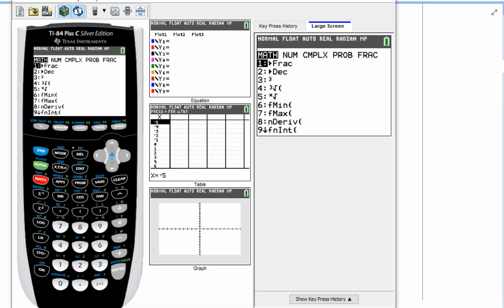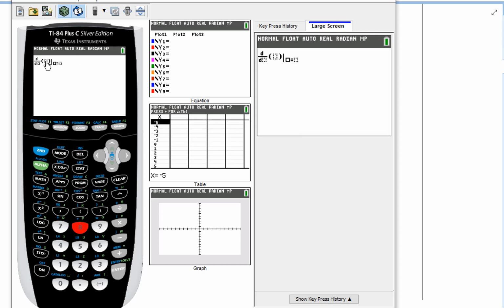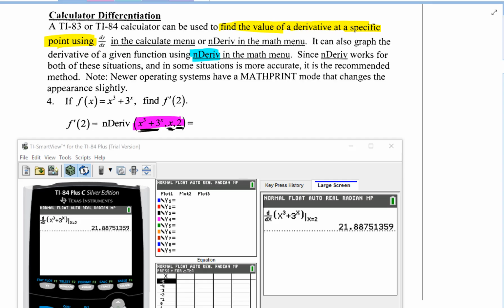So using math and nDeriv is the 8th option. Here in this newer version, you have a nice setup. So we just derive with respect to x. I'll just use the variable button. And then our function goes in here. So x cubed plus 3 to the x, and we want to evaluate that derivative at x equals 2. Enter. Yay, we got 21.8875.